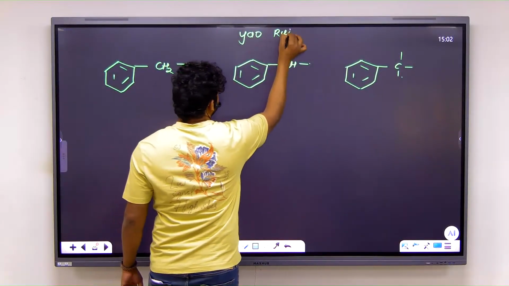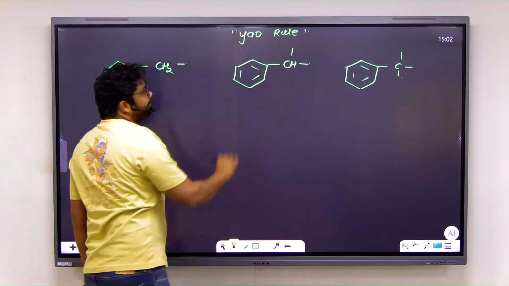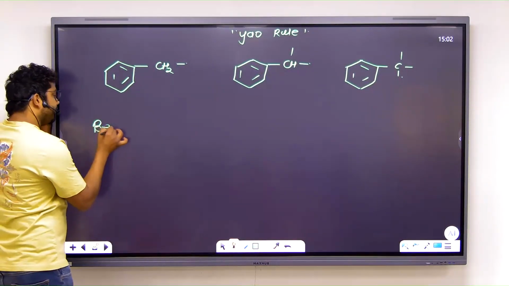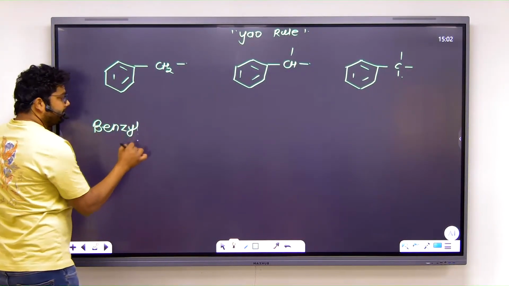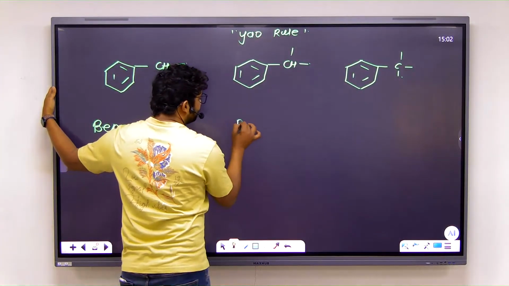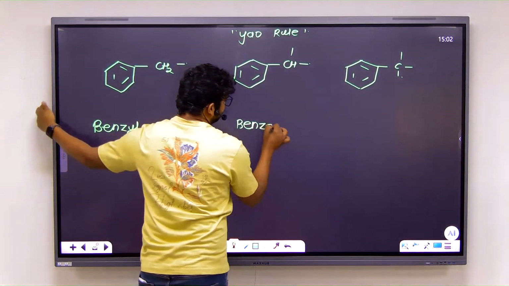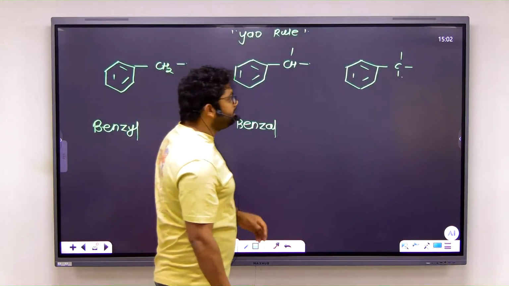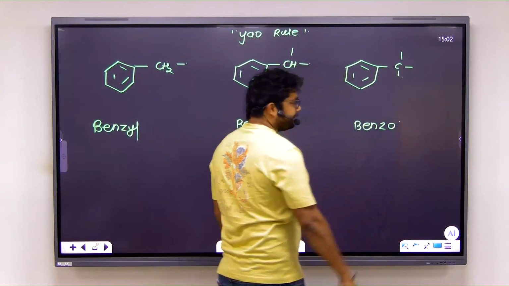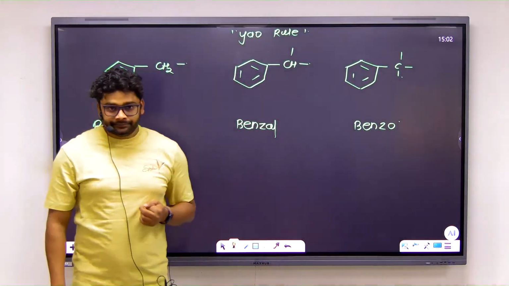It is our personalized rule. What do you call it? The YAO rule. So Y stands for what? Benzyl. A stands for what? Benzal. And O stands for what? Benzo. Topic: general organic chemistry.